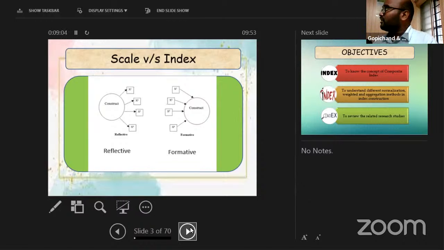Here, reflective and formative constructs are both concepts. Actually, in scale development, we use the reflective concept, where the construct is the main theme. It will give the variables, and from construct to variables we will go. In reflective construct, that is the scale development process. In formative, the variables lead to the construct. Actually, variables start first, and from that the construct is formed. We use this in the index development process.